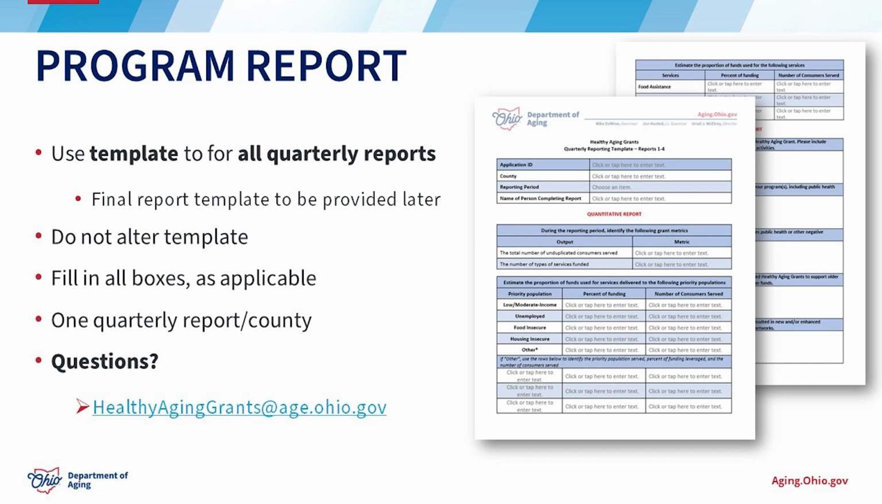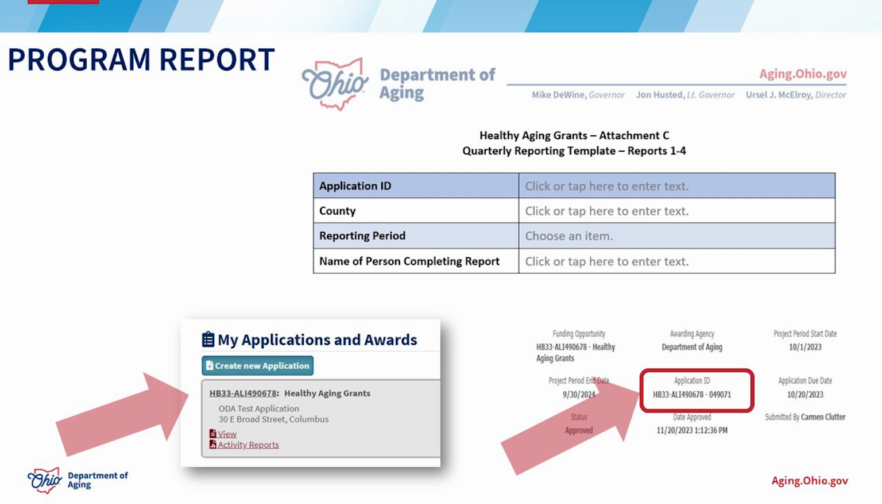You should also complete this even if you have not yet implemented your programs or services. That's okay. You can indicate that on your report yourself. If you have any other questions completing the report, please make sure to reach out to our team for assistance. We're going to take the next few moments to look a little bit closer at each section of the program report. At the very top, you'll fill in information about your application and who you are.